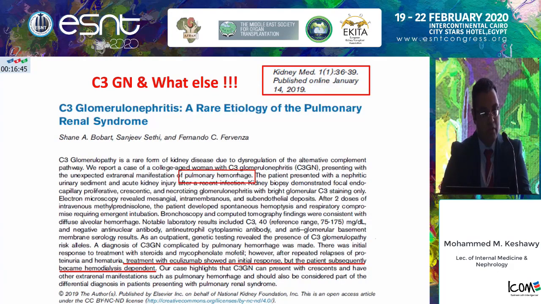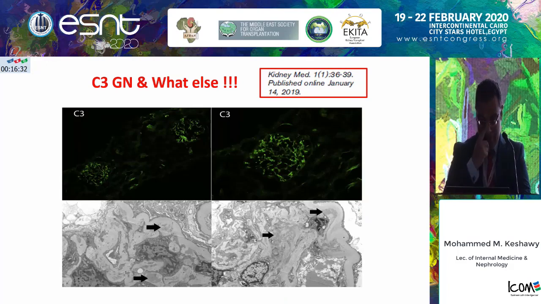Furthermore, a more severe form of C3 glomerulonephritis has been described, which is associated with pulmonary hemorrhage, and even plasma exchange and eculizumab therapy failed to salvage these cases, and the patient becomes dialysis dependent. Here is pathology.